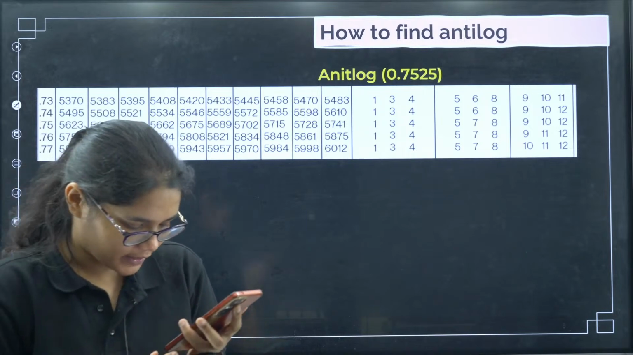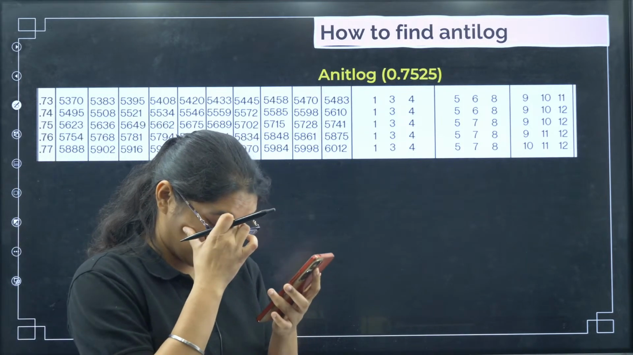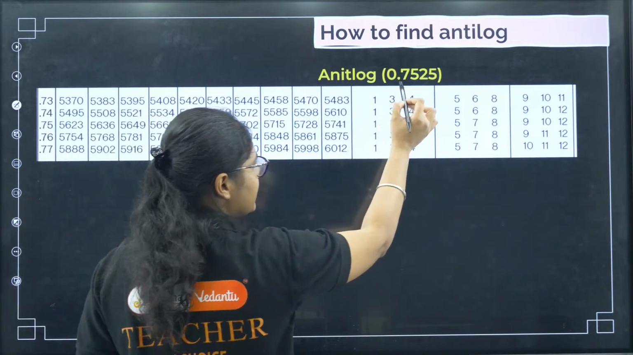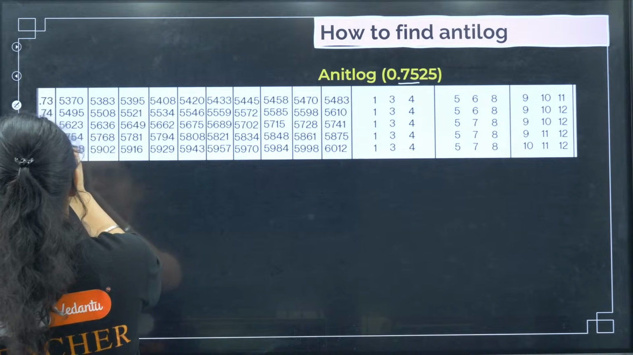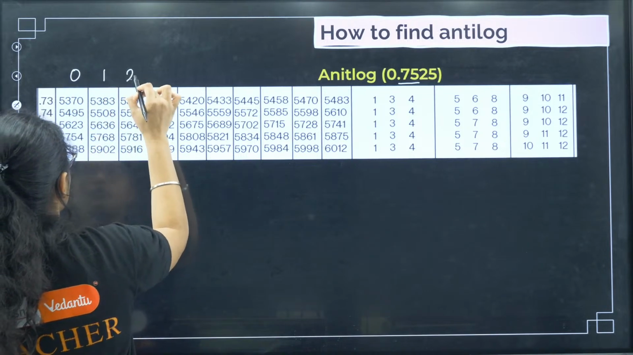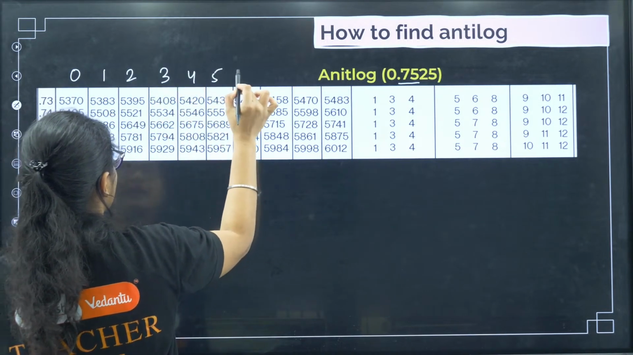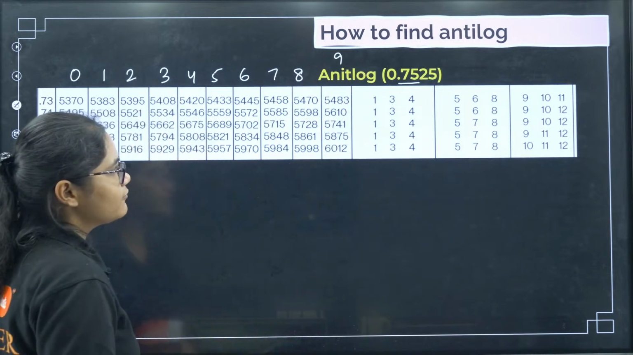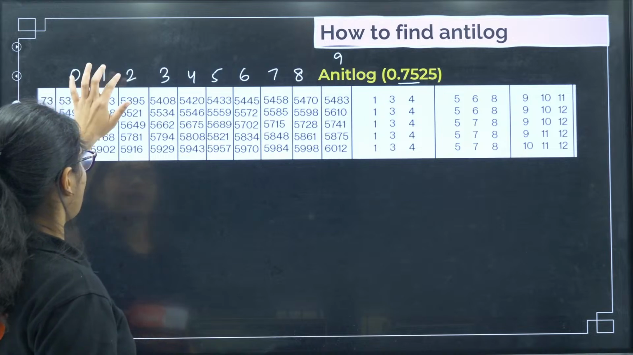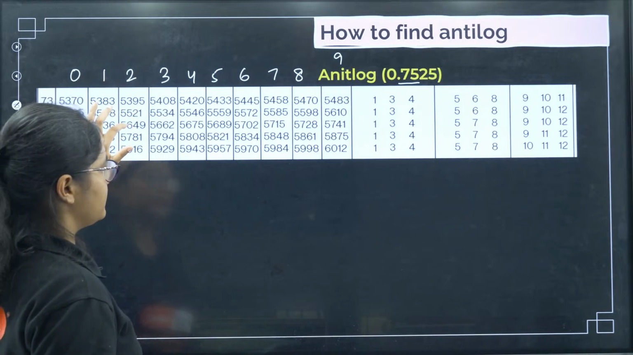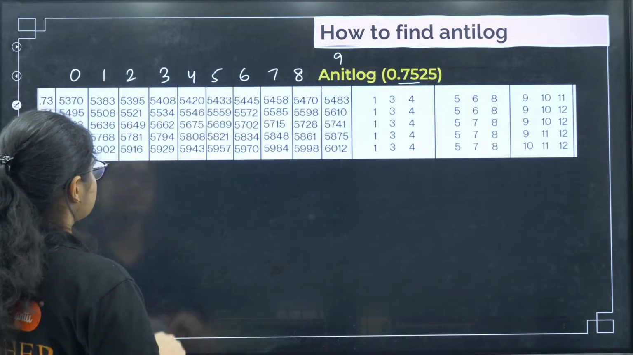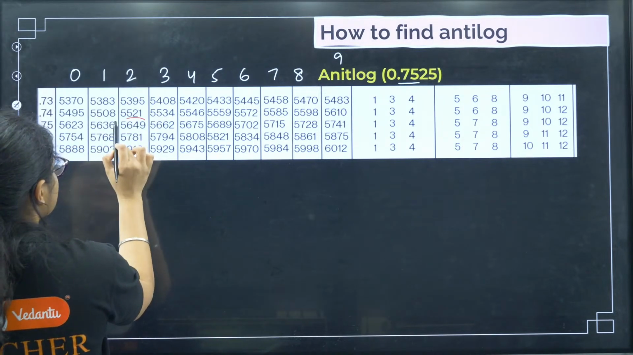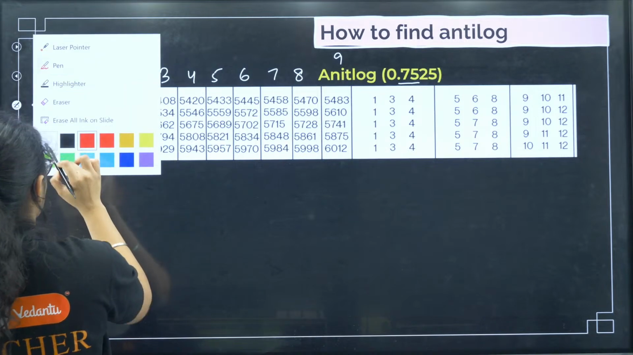Okay, so Rohit has given me 0.5389 as the answer. Let me check here. First I will take the first 2 digits, 0.75. Counting 0, 1, 2, 3, 4, 5, 6, 7, 8 and 9. So I have 0.75, and then in the 75th row I have 5649.